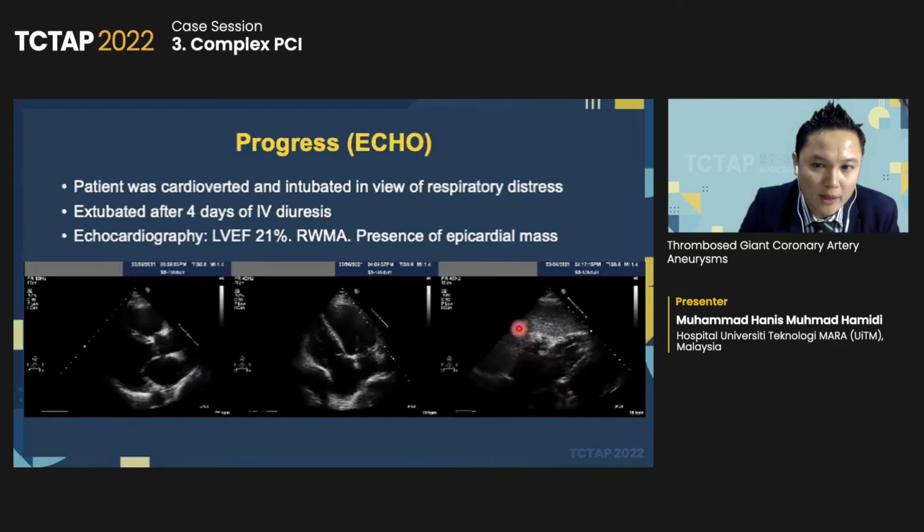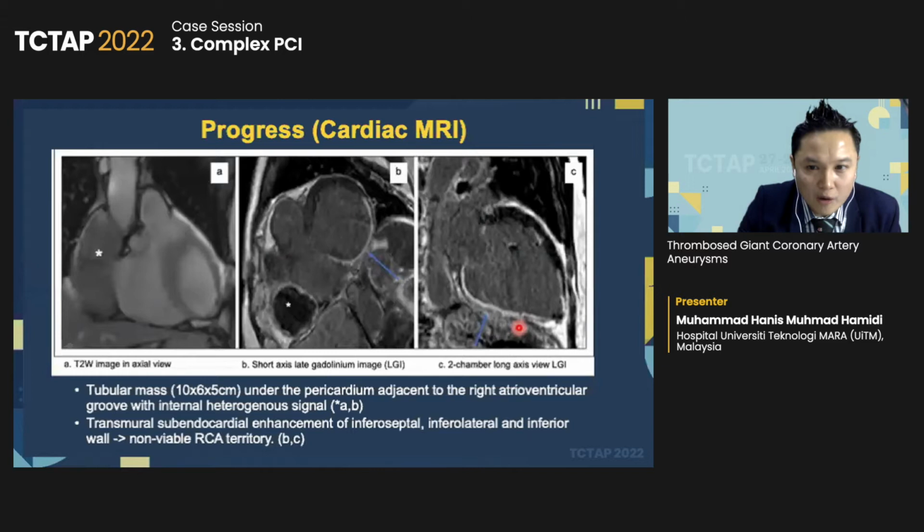So the cardiac MRI was performed using multiplanar steady-state free precession sequences and also a late gadolinium enhancement study protocol. As you can see in image A, there was a tubular mass just adjacent to the right atrioventricular groove with internal heterogeneous signal measuring about 10 centimeters in length and about 5 centimeters in diameter. Basic anatomical knowledge tells us that the right atrioventricular groove is the course of the right coronary artery. At this point, we are already suspecting that this tubular mass might be a giant RCA aneurysm. Images B and C show 100% transmural enhancement of the inferior cardiac wall in the late gadolinium study, indicating non-viable myocardium supplied by the RCA.